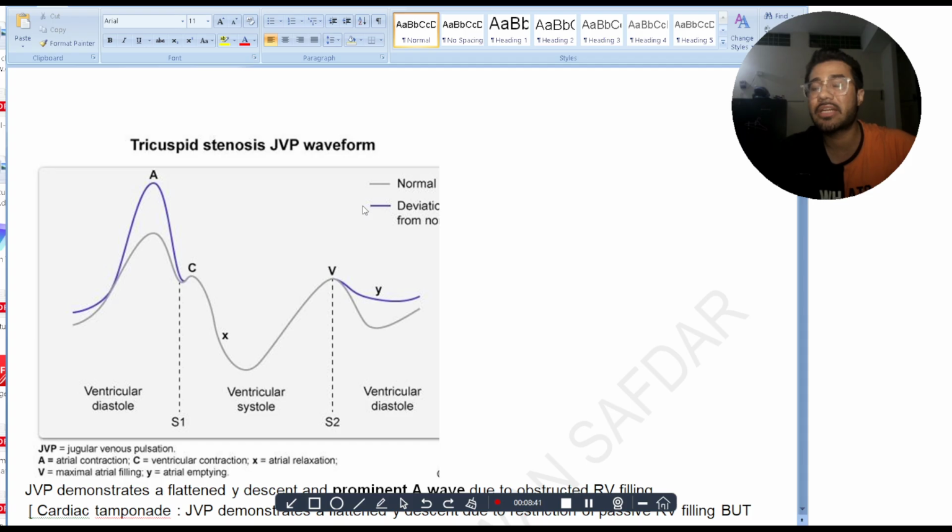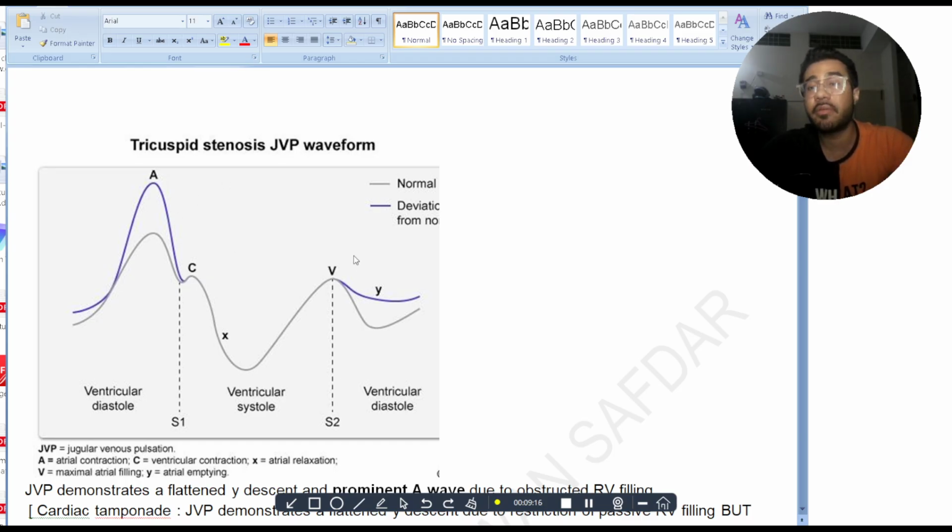What's going to happen in tricuspid stenosis? You're going to see a very prominent A wave and a flattening of the Y descent. Why? This one is also really simple. You don't have to get into the complexities of that, because there is tricuspid stenosis. So let me ask you a question. When is the pressure in the atria going to be more than usual? What is tricuspid stenosis going to cause? Tricuspid stenosis is going to prevent the blood from going into the ventricles while the atria are contracting.